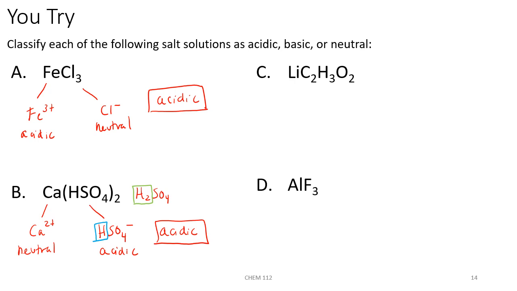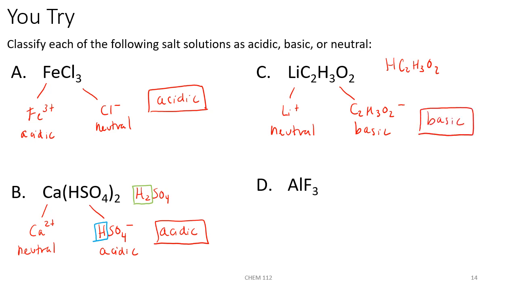Lithium acetate, that'll be made up of lithium ion and acetate anion. So lithium is a group 1A metal, and that would come from a base like lithium hydroxide, so that's going to be neutral. And the acetate anion is from a weak acid, which is acetic acid, HC2H3O2. So it itself is a weak base. It'll be a basic anion. So that's going to win in this case, and the solution will be basic.